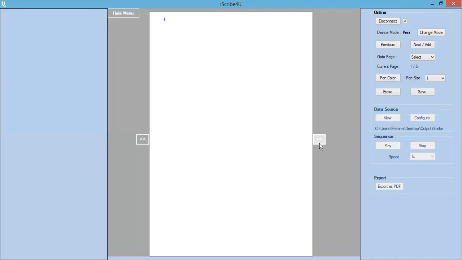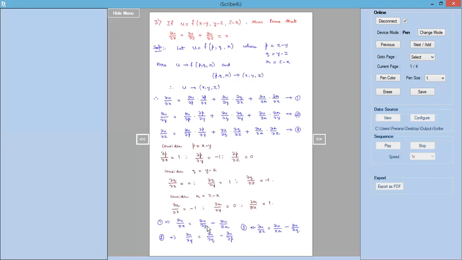Hence, ∂u/∂x + ∂u/∂y + ∂u/∂z is equal to, we can look into the right hand part and sum it up.